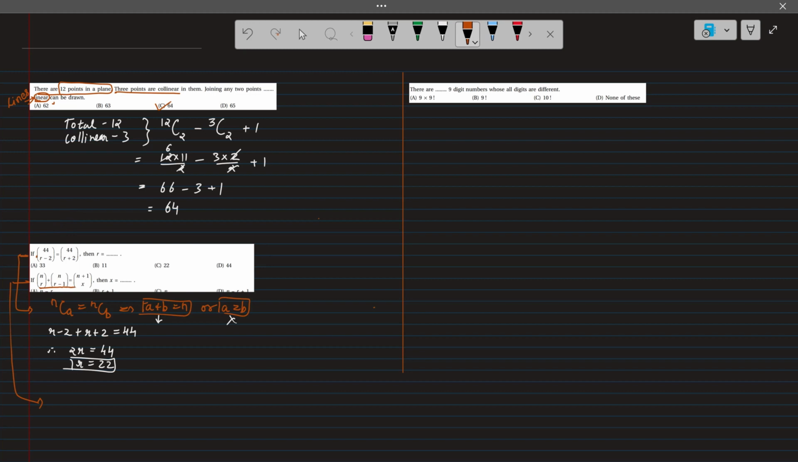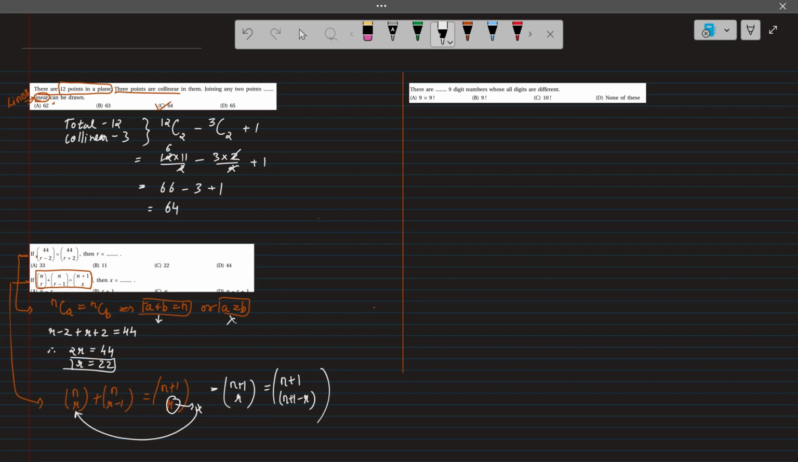nCr plus nC(r minus 1) equals (n plus 1)Cx. Here we can directly use the property that nCr plus nC(r minus 1) is equal to (n plus 1)Cr. So instead of r, here x is written. So x is equal to r. Okay, no option contains r, so our answer becomes (n plus 1)Cr. But since it is not given in the options, we can write this as (n plus 1)C(n plus 1 minus r).